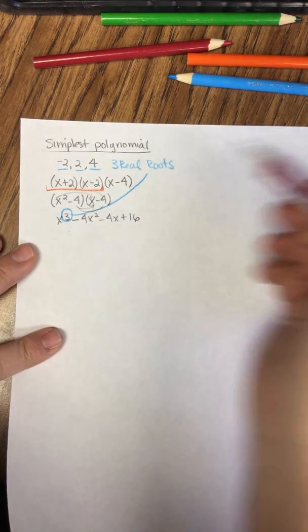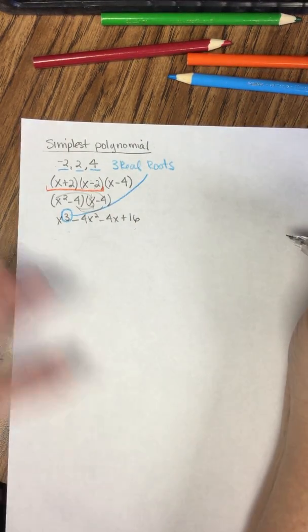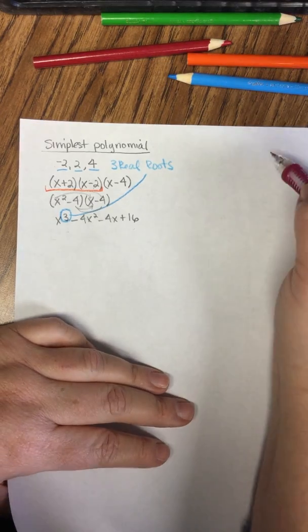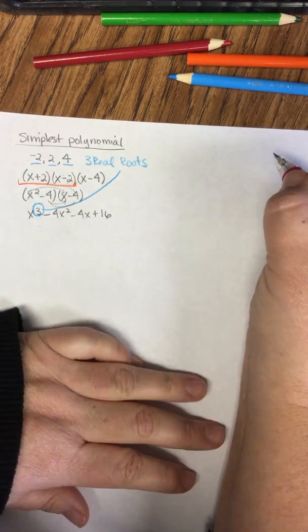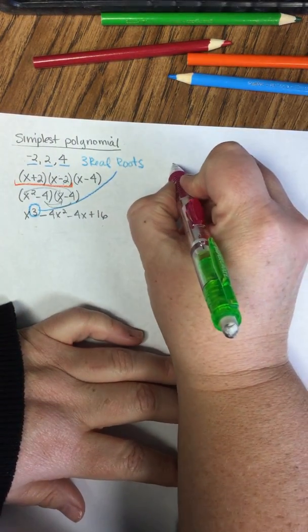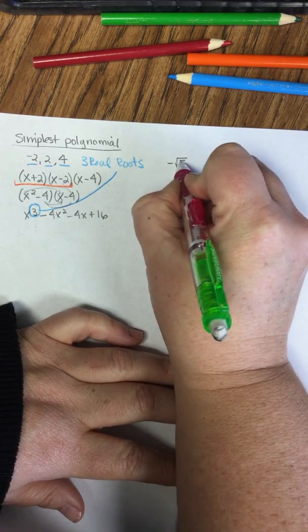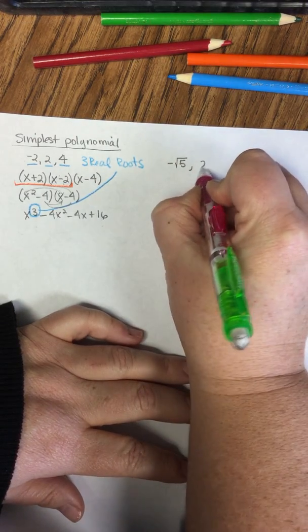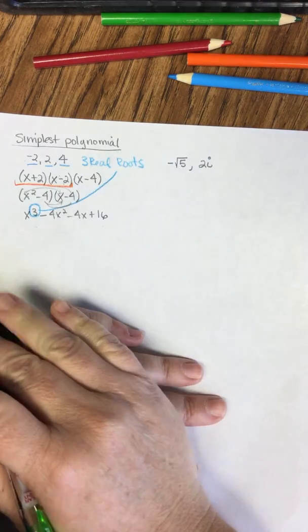Okay, this video is going to be a continuation of simplest polynomials. This time, they're going to throw in a little twist. This time, our roots are going to be negative root 5 and 2i.